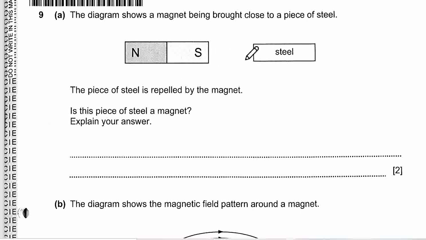Well, steel contains iron. Iron is normally attracted to magnets, but while the steel is repelled by the magnet, it means the steel itself is a magnet, with the south pole near to the south pole of this bar magnet. That's why there will be a repulsion between the south and the south. That is the reason it is repelled by the magnet. And this will be the north pole of the steel.